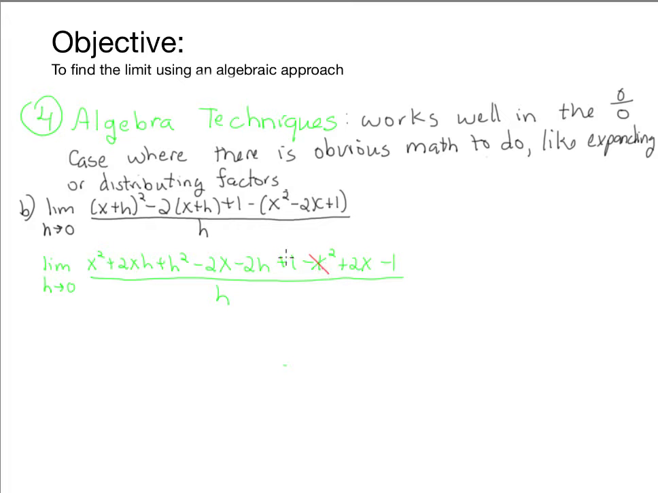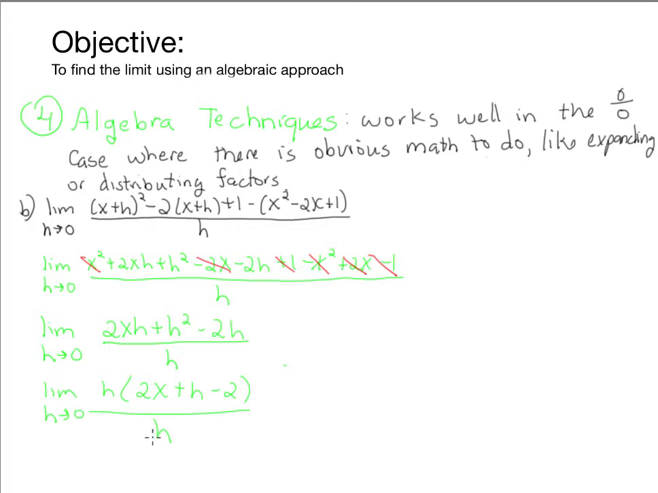Looking at the top, let's look at like terms. I have an x squared and a negative x squared, which cancel each other out, a negative 2x and a positive 2x, and a positive 1 and negative 1. So all I'm left with in the numerator is 2xh plus h squared minus 2h, and then we have divided by h. Notice every term in the numerator has an h in common, so let's factor out that GCF.